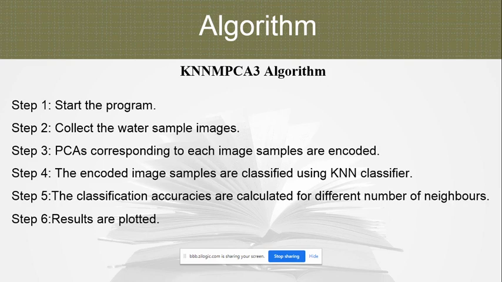The classification accuracies are calculated for different numbers, and results are plotted. The principal component analysis, KNN classifier and label encoder all come as built-in packages in the Scikit-Learn machine learning library. So there is no need to write programs for principal component analysis, KNN classifier and label encoder; they are all available built-in in Scikit-Learn.